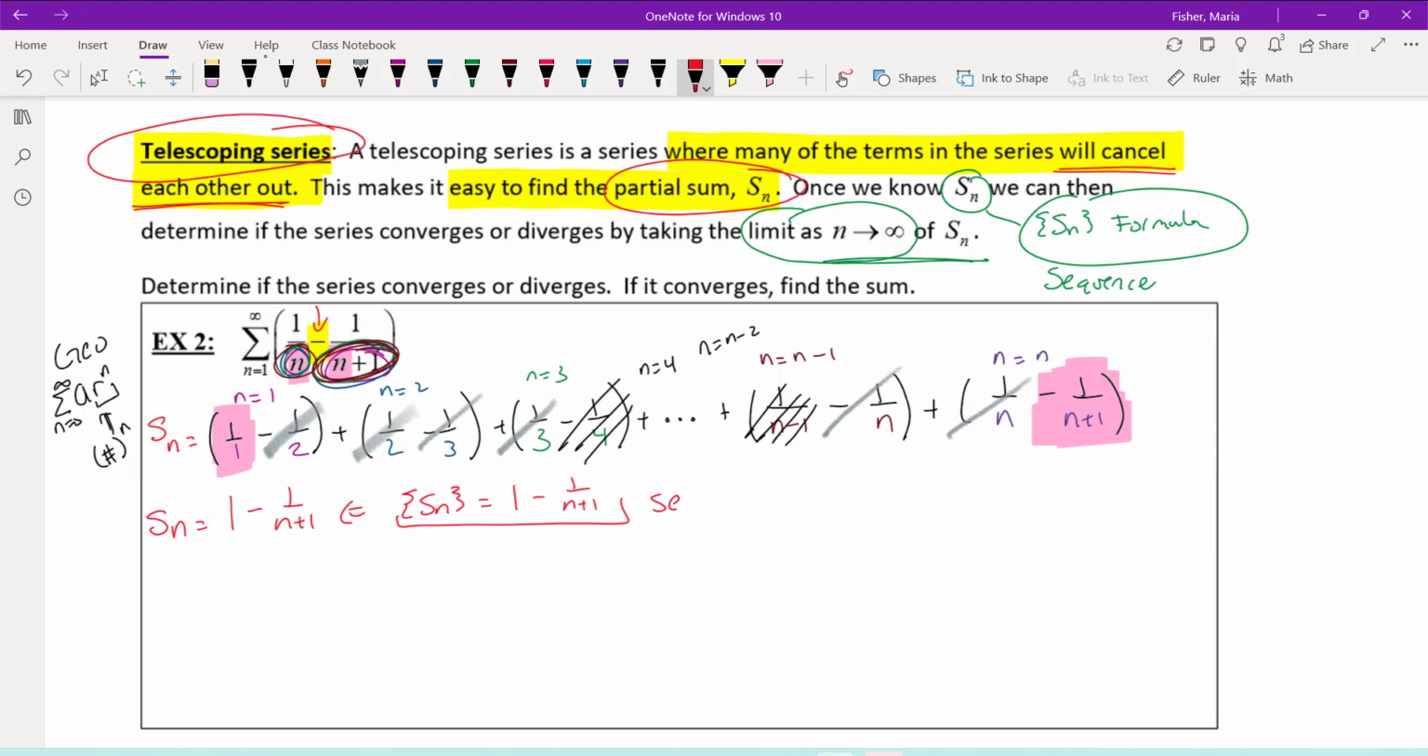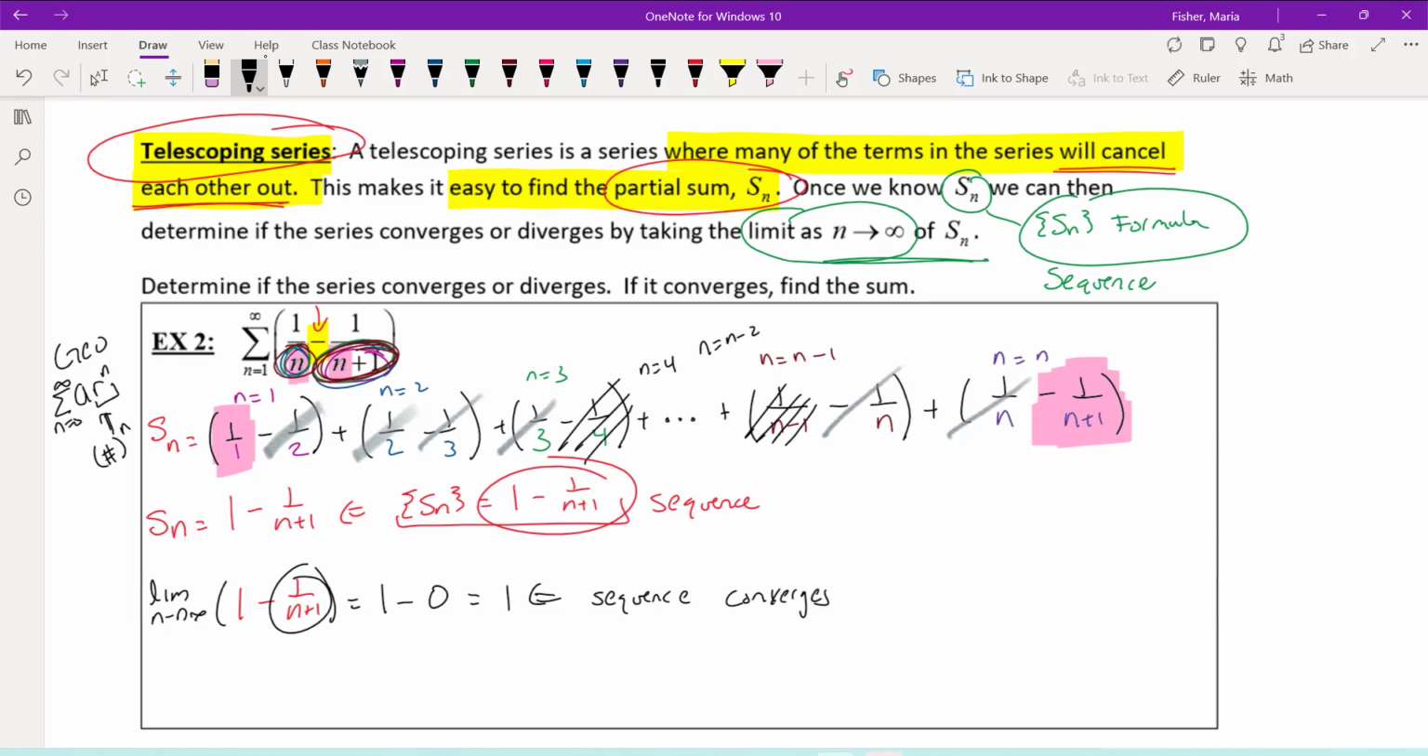So since this is a sequence, we can determine if this sequence converges or diverges. How do we do that? We take the limit as n goes to infinity of that sequence. So the limit as n goes to infinity of 1 minus 1 over n plus 1 is going to equal 1 minus, well, that's going to be 0, and that's going to be 1. Since this was a number, that meant that the sequence converges. Well, since the sequence converges, therefore the series also converges. And then the sum here is equal to the limit, which is 1.